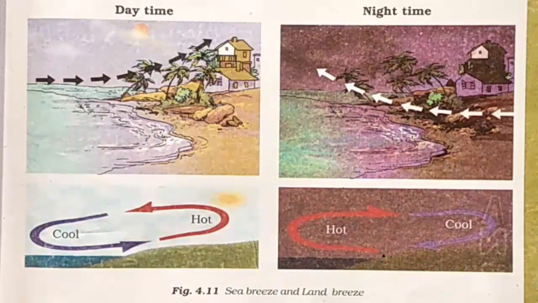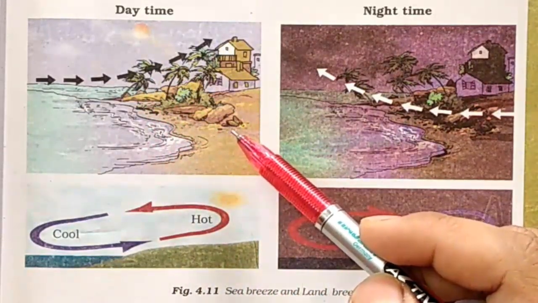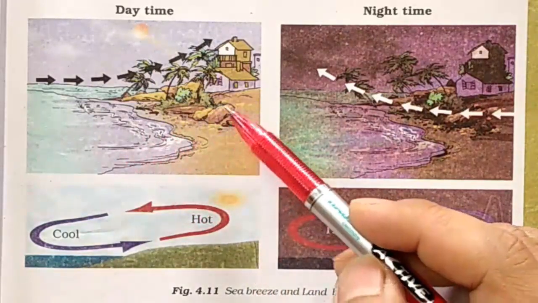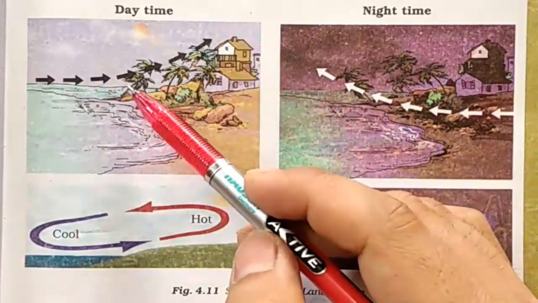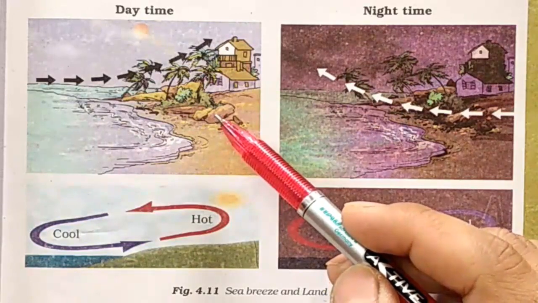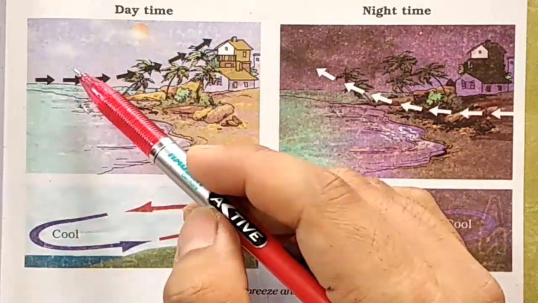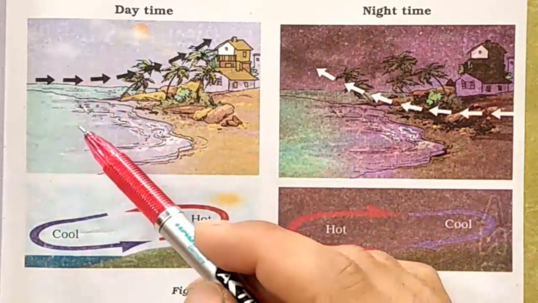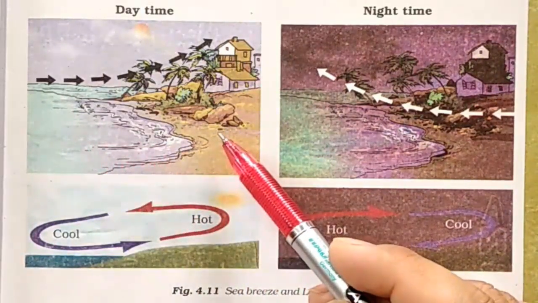Let's see some phenomena faced by the people living in coastal areas. During the daytime, the land gets heated faster than the water. The air over the land becomes hotter and rises up. The cooler air from the sea rushes in towards the land to take its place. The warm air from the land which rises up moves towards the sea to complete the cycle. The cool air from the sea that flows towards the land is called the sea breeze.